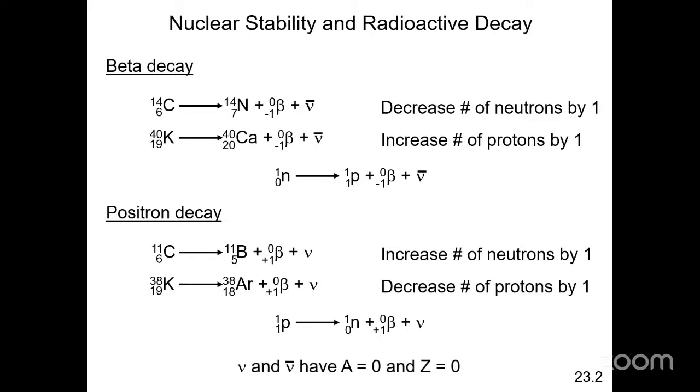Oh, and one important point being made here, these symbols, as I said before, represent radiation. Radiation, for the purposes of nuclear reactions, will have no mass numbers or atomic numbers. So therefore, we don't take them into account when we're balancing these equations, right? Okay, so that's what happens in the case of beta decay and positron decay.